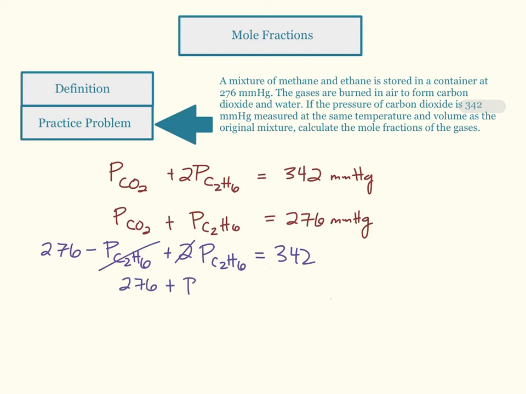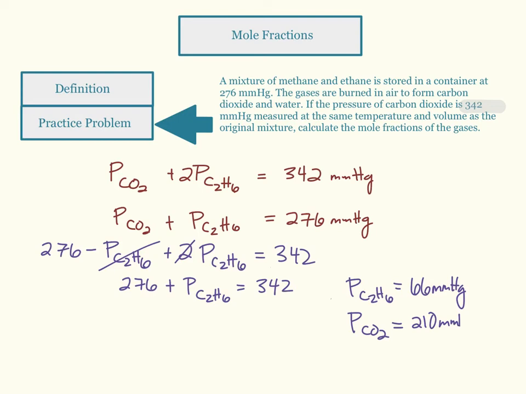276 plus the pressure of ethane equals 342. Simplified, that means that the pressure, or rather the partial pressure of ethane, is 66 millimeters mercury. This also implies, if I resubstitute back in, that the partial pressure of carbon dioxide is 210 millimeters mercury.